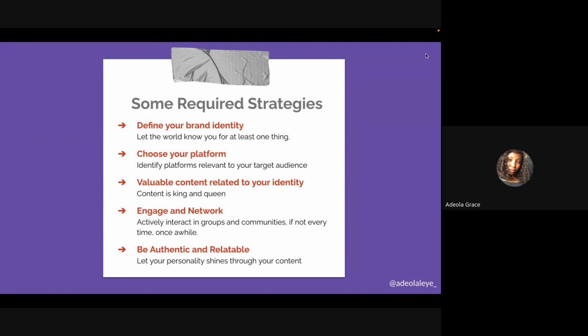So engage and network. Actively interact in groups and communities, if not every time, once in a while. Join relevant groups and discussions like the Malhub community. If they are discussing something, try and put in your mouth. See, there are some contributions that you make that are very important. You don't have to keep silent every time. You don't have to be silent.